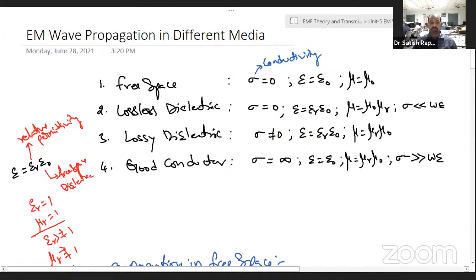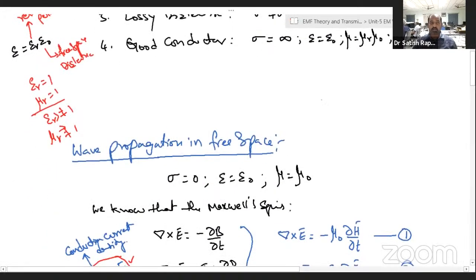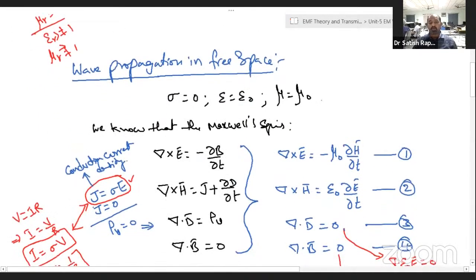Then I have given the introduction for EM wave propagation in different media, and the characteristics of different media: free space, lossless dielectric, lossy dielectric, and good conductor, and their characteristics in terms of conductivity, permittivity, and permeability. And I have started discussing wave propagation in free space. The characteristics are sigma is equal to 0, epsilon is equal to epsilon naught, mu is equal to mu naught.